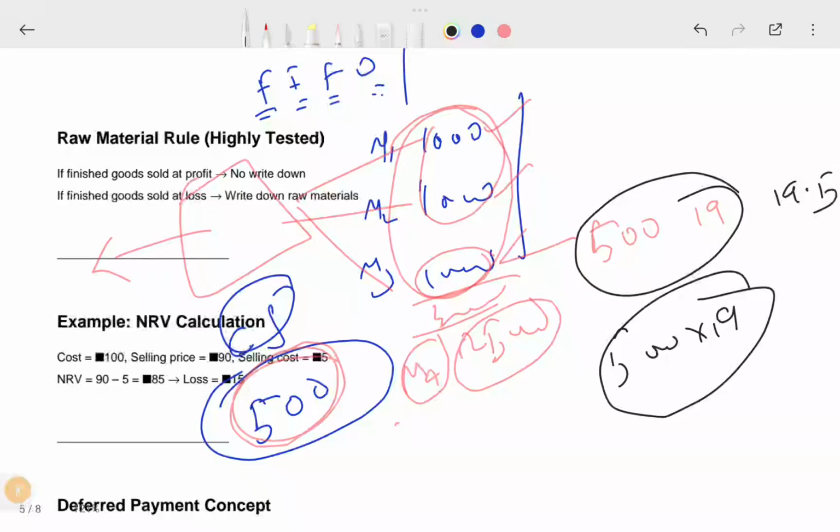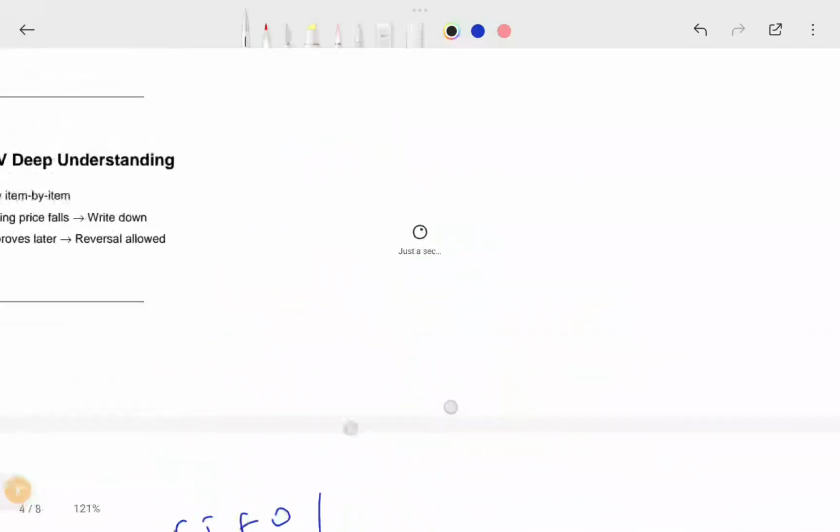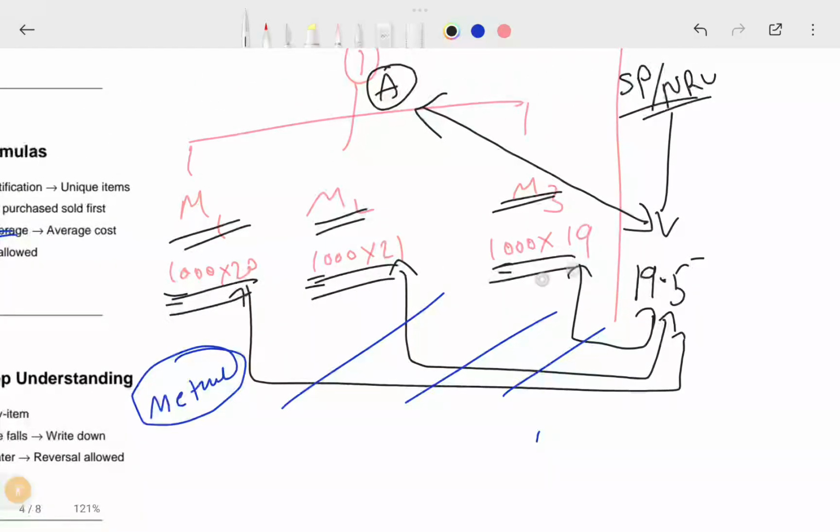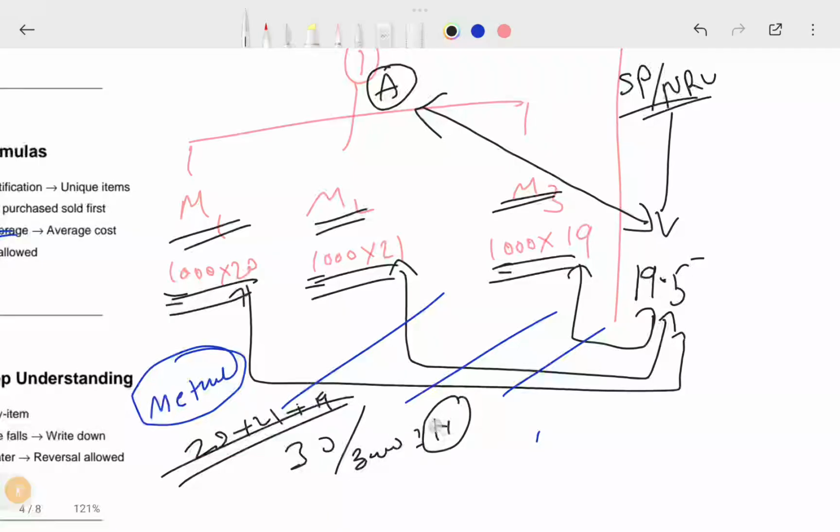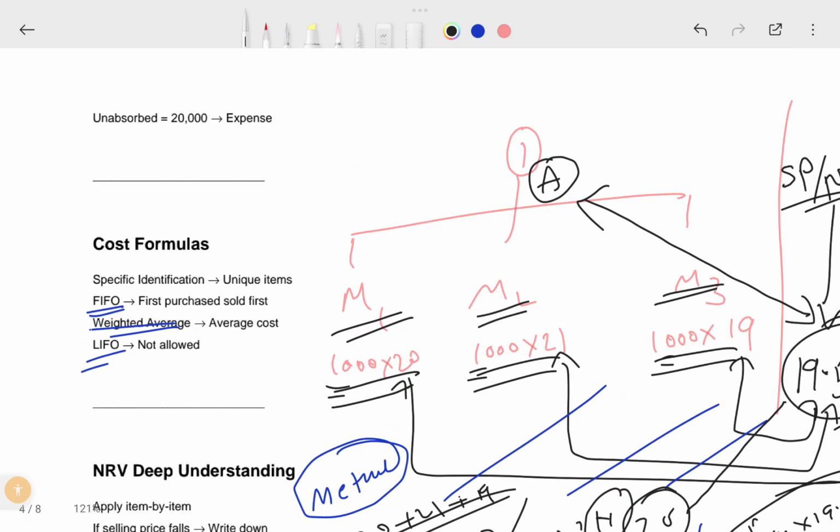If you follow the weighted average method, you need to calculate the weighted average of this cost. Say 20,000 plus 21,000 plus 19,000, total 60,000, divided by 3,000. The weighted average is coming around 20. Now you see cost or NRV, whichever is lower. NRV is lower then, so that 500 stock into 19.5. So if you follow the weighted average cost of these, 21 plus 19 plus 20.